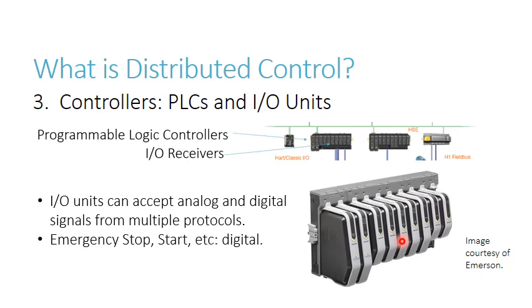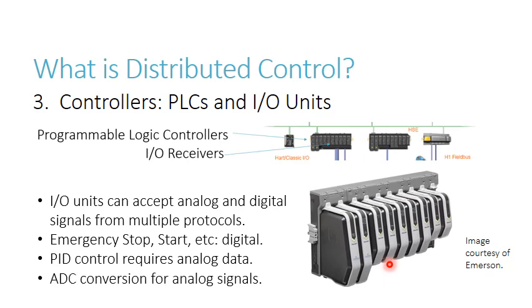You need both analog and digital signals. An example of a digital signal would be the big red emergency stop button that will be throughout your plant, required by safety regulations. But if you're measuring things like temperature, that's going to give you analog data at some point along the line. So PID control also requires analog data. It's basically an analog method, and so you're going to need to convert that analog signal to digital in order for it to be processed by the PLC here.